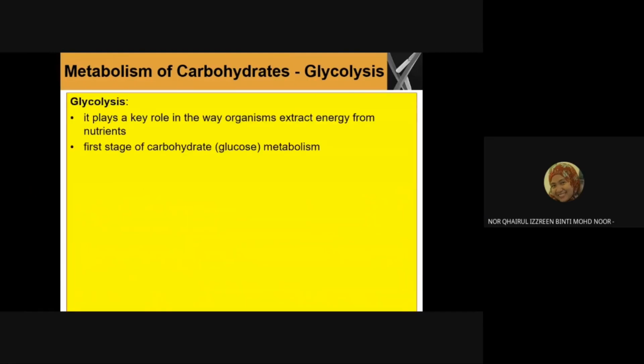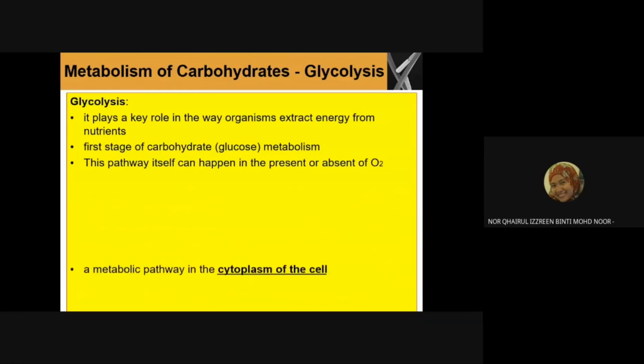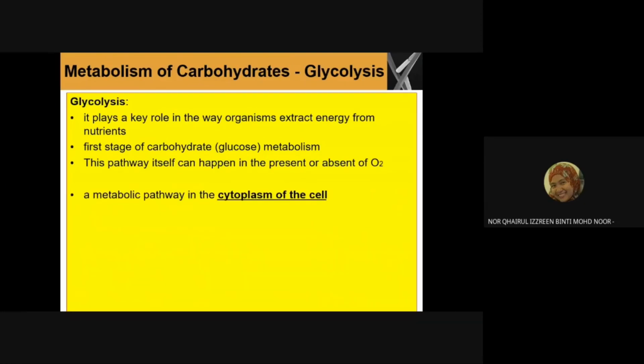What is glycolysis? It plays a key role in the way organisms extract energy from nutrients. So you need the glycolysis pathway to extract ATP from glucose. This is the first stage of carbohydrate metabolism. And this pathway itself can happen in the presence or absence of oxygen. It doesn't matter.